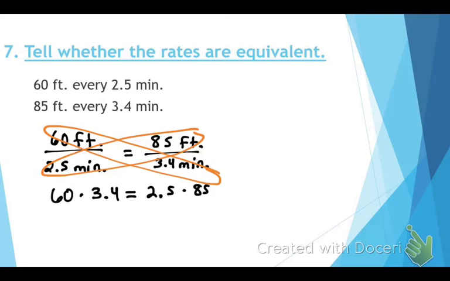Now listen, on your quiz, a lot of times people did not copy the original problem correctly, and that's how come they got it wrong. So always be looking for those things, double checking, making sure you're writing the original problem correct. On the left side, what does that equal? 204. On the right side? 212.5. Do those equal each other? No, they do not. Okay, so they are not equivalent.